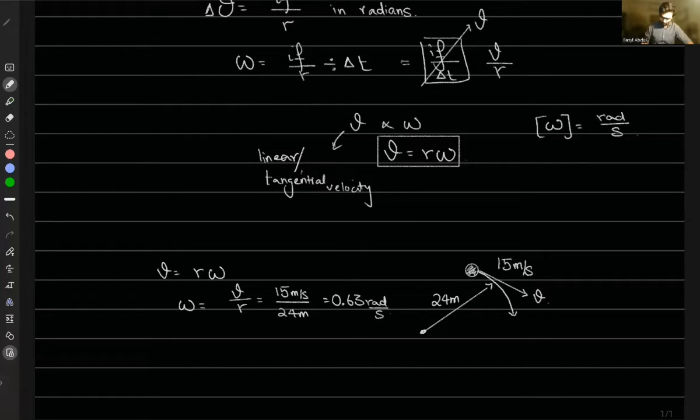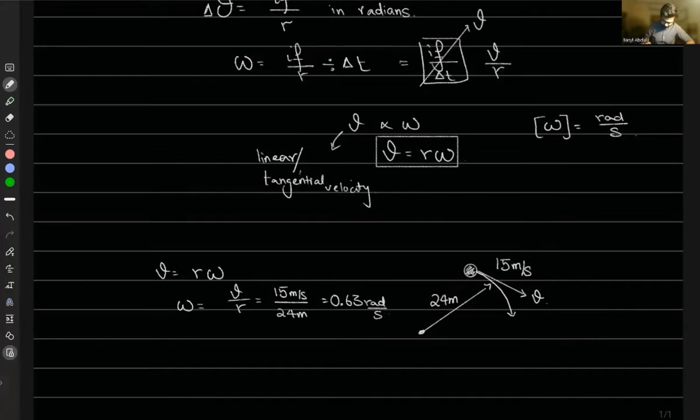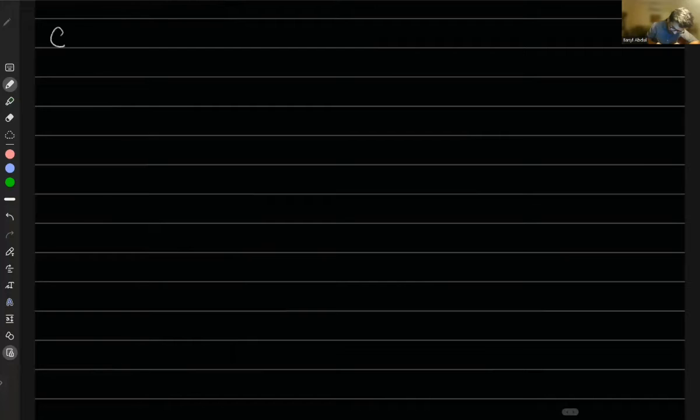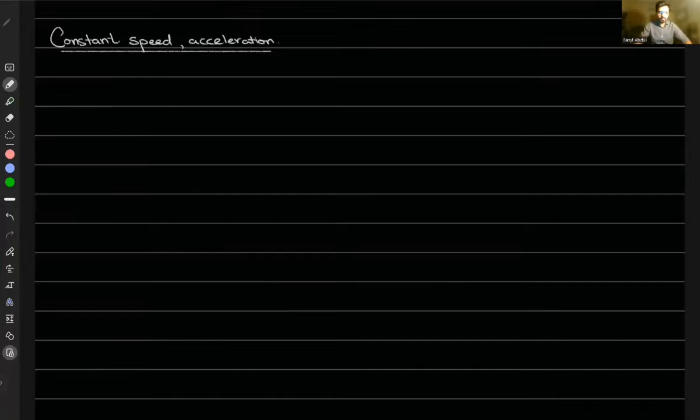So with that, we can move on to the topic of constant speed and constant acceleration, right? So we have constant speed, and let's just write it as this, constant acceleration. Now, suppose that you have a body that moves at a constant speed around a circle.